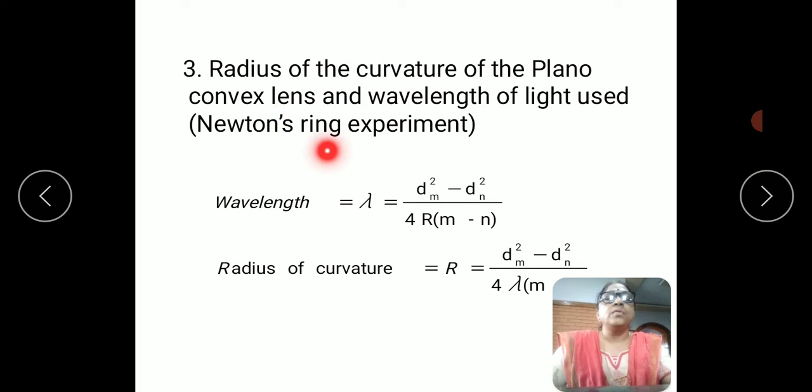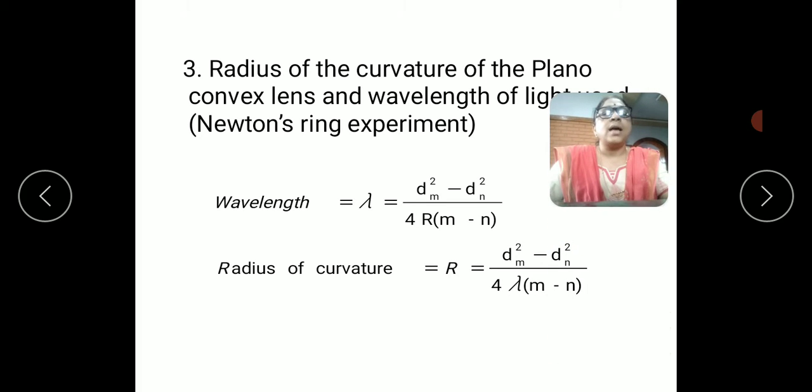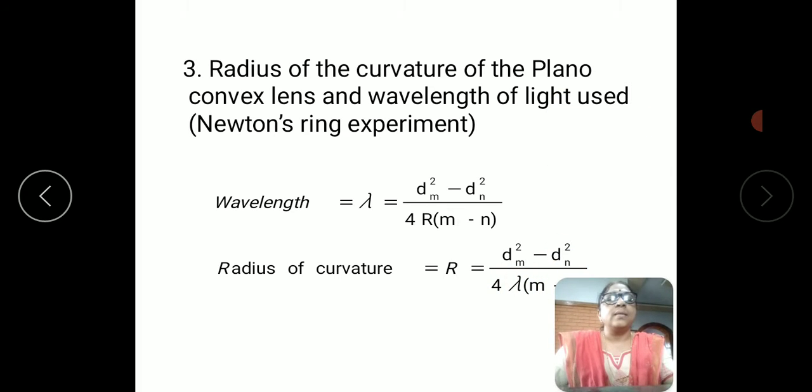And let us see the radius of curvature of the plano-convex lens and the wavelength of light in case of Newton's rings experiment. The wavelength lambda is equal to dm square minus dn square divided by 4r into (m minus n), and also the radius of curvature r is equal to dm square minus dn square divided by 4 lambda into (m minus n).